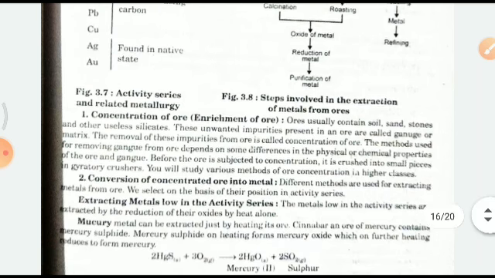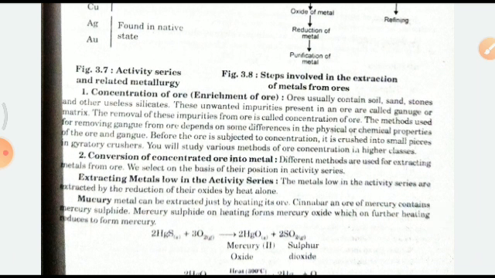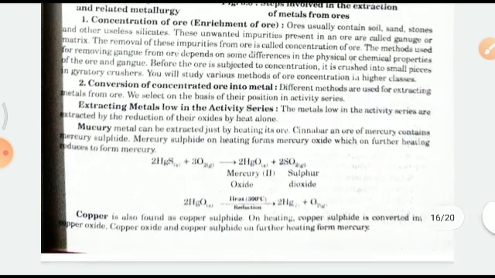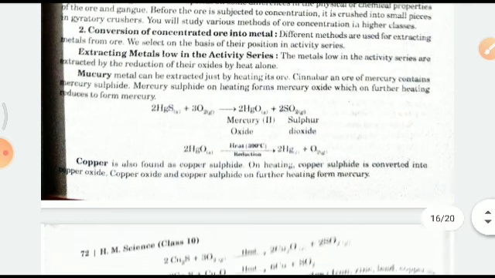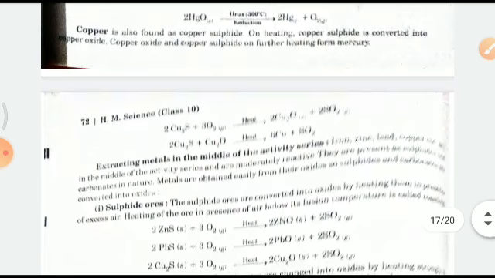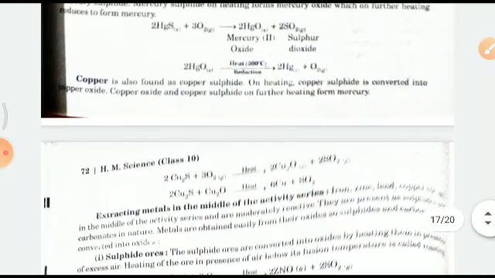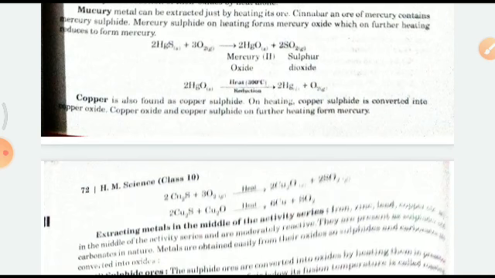Then the ore is converted into metal. Different methods are used for extracting metal from ore. For the low activity series, see, heating with oxygen, this happens. As you can see, in the cases of mercury and copper, when heated with oxygen, it forms mercuric oxide and sulfur dioxide, and this mercuric oxide on further heating gives mercury and oxygen.